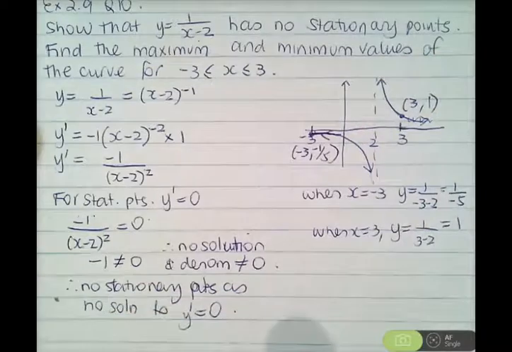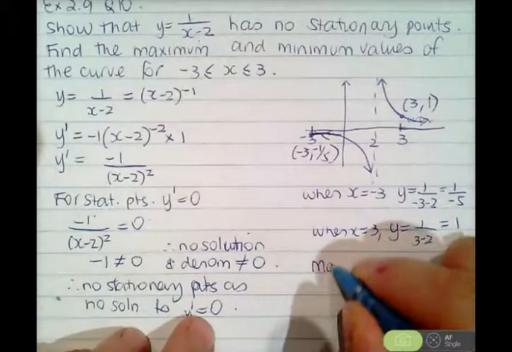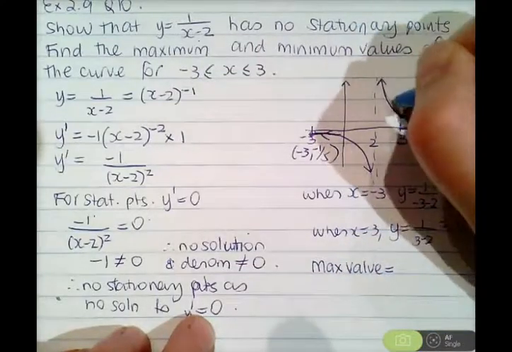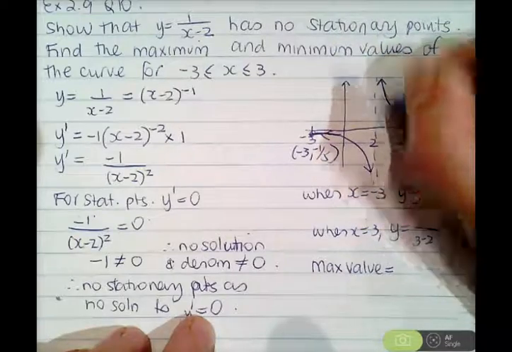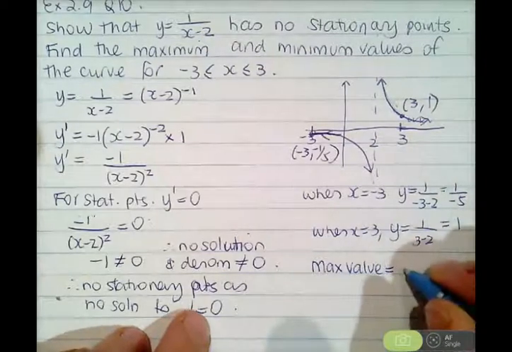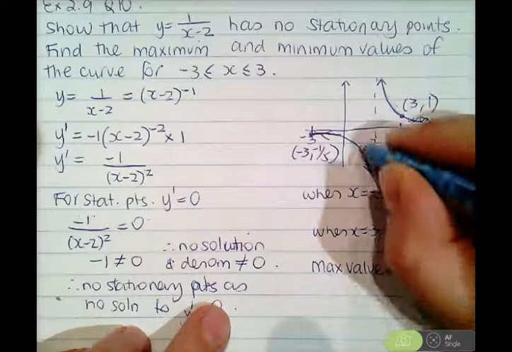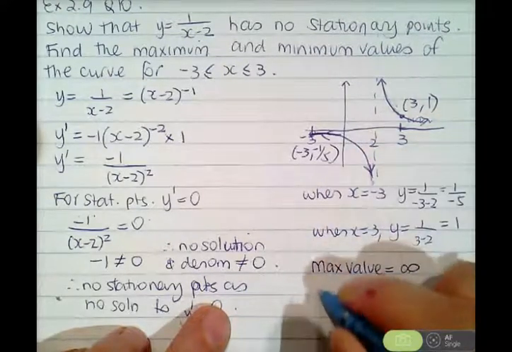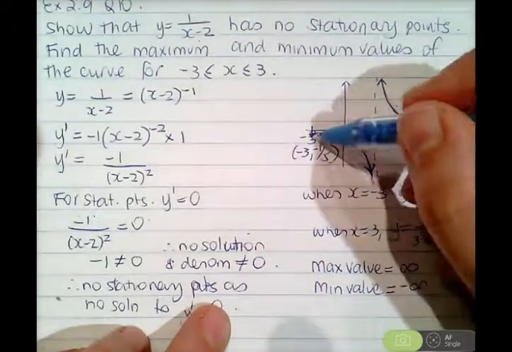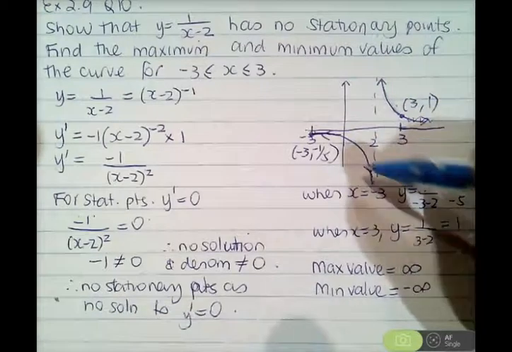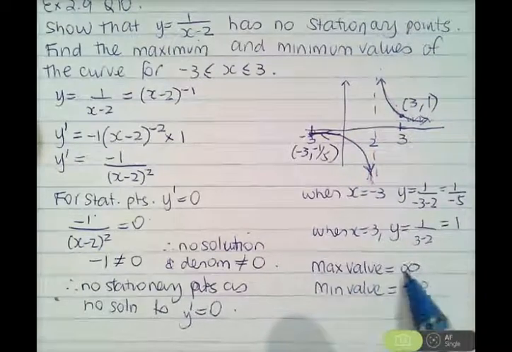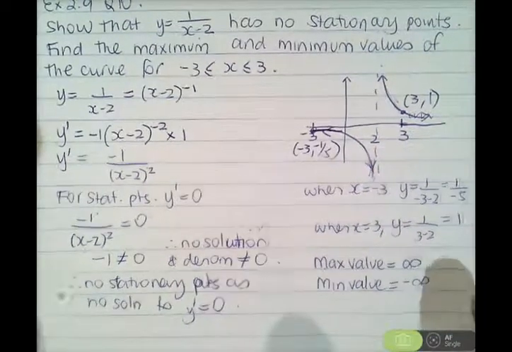If we look at the maximum and minimum values, the maximum value is going to be positive infinity, because this approaches infinity, because the vertical line x equals 2 is a vertical asymptote. On the left hand side of the asymptote, this approaches negative infinity, and so the minimum value is negative infinity. So the minimum value is not -1/5 or 1. The curve approaches negative infinity down here, and positive infinity up there. So the maximum value is infinity, and the minimum value is negative infinity.